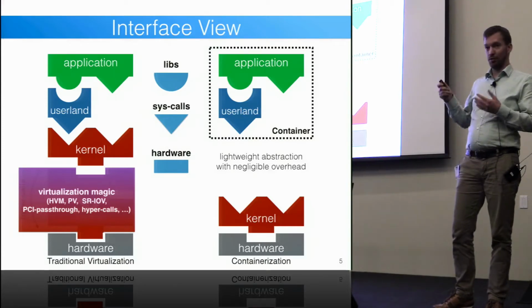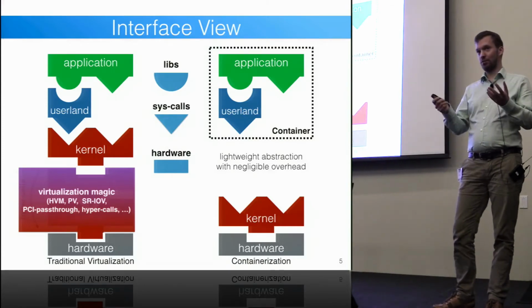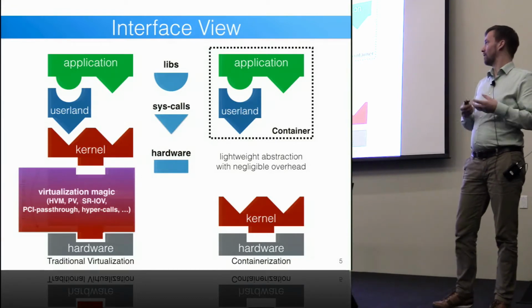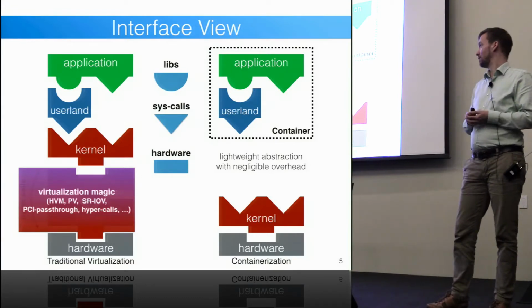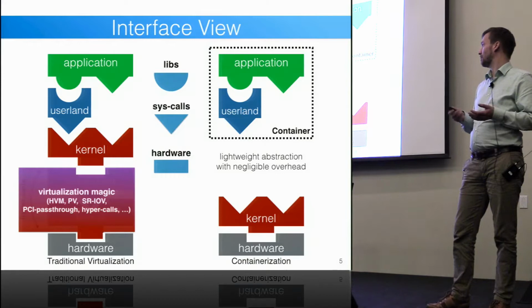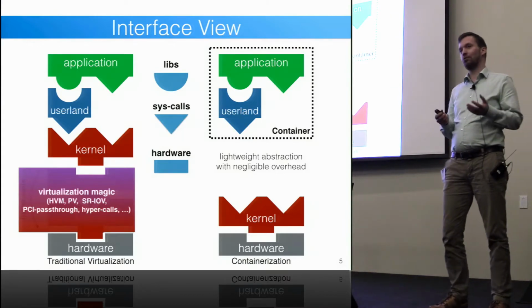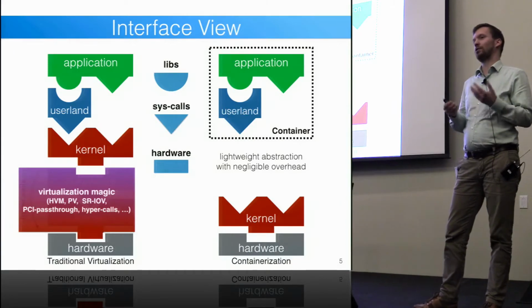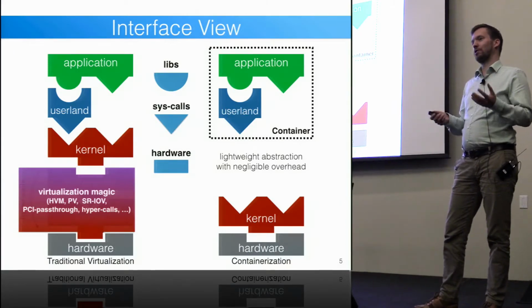And in a container, in essence, it's just the application and the userland. So all the libraries and the binaries that are needed for an application to run. And this is just abstracted by different kernel namespaces, which I will explain in a bit. And this is a very lightweight abstraction without much overhead, because the kernel knows about all processes running on the system.